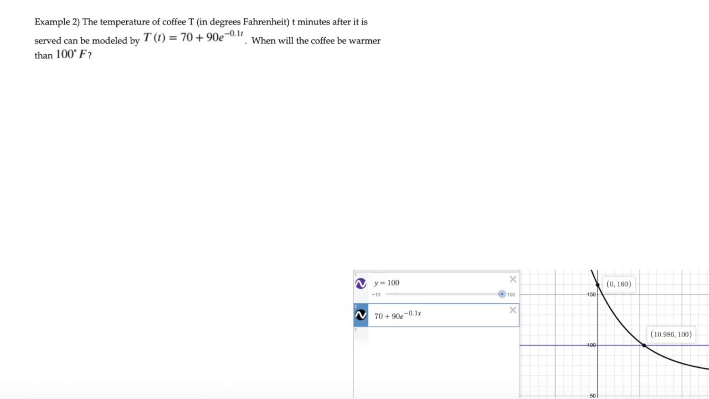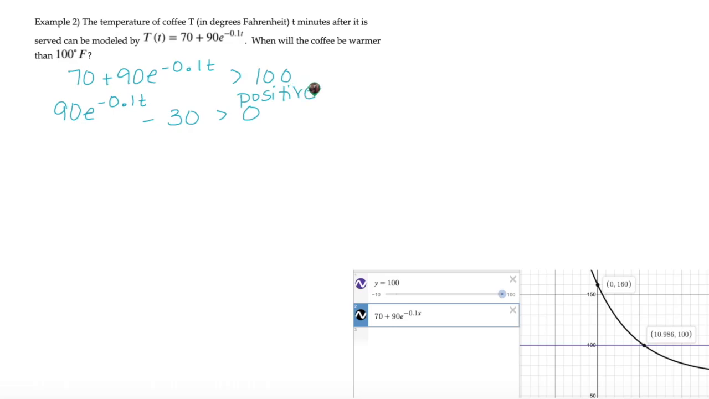I'm looking for when is 70 plus 90 e to the negative 0.1 t. When is this greater than 100? We can go ahead and subtract 100. So I'll have 90 e to the negative 0.1 t minus 30 is greater than 0. So we want to know when is it a positive value.